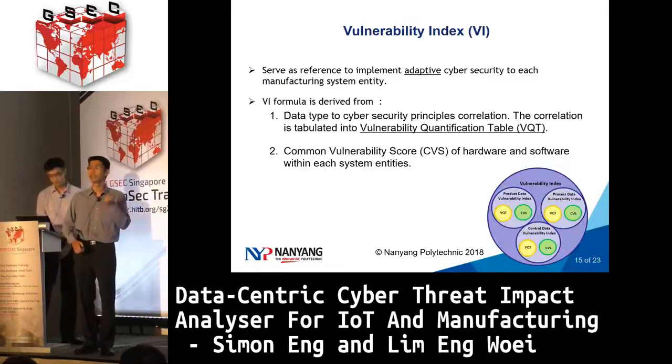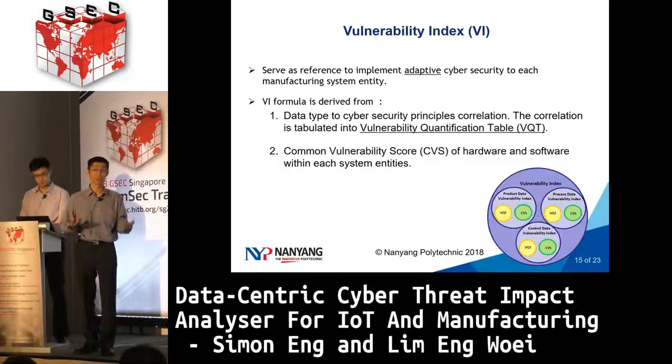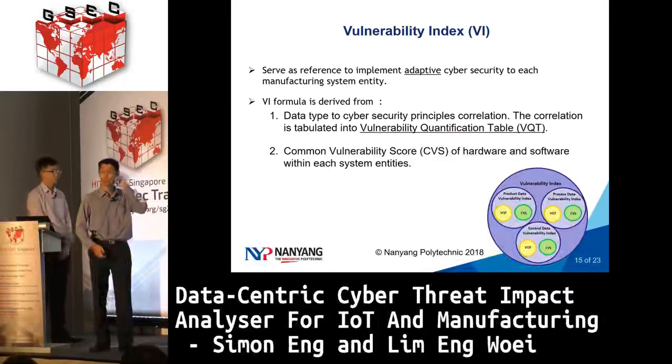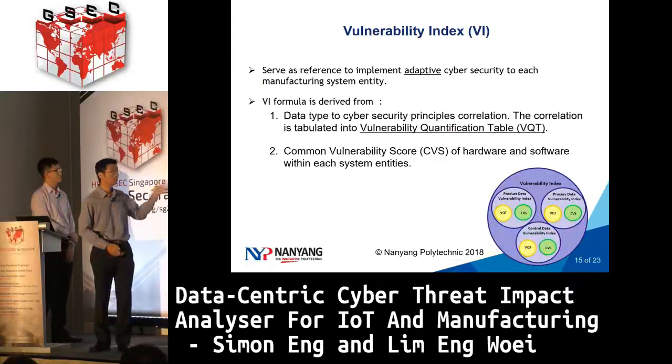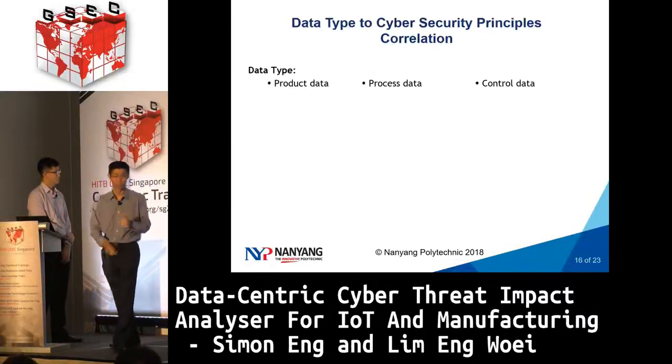But what is the associated vulnerability with that machine, right? Therefore, I may have two machines with the same damage index, but one of them is more vulnerable, so I need to patch that more. So for this, we came up with a model called the vulnerability quantification table, and we're going to rely heavily on our CVSS to help us with this job.